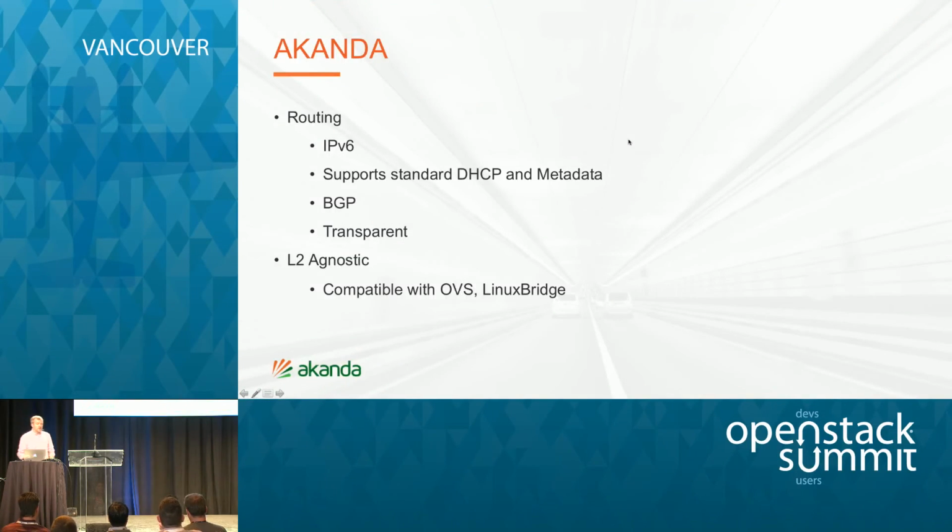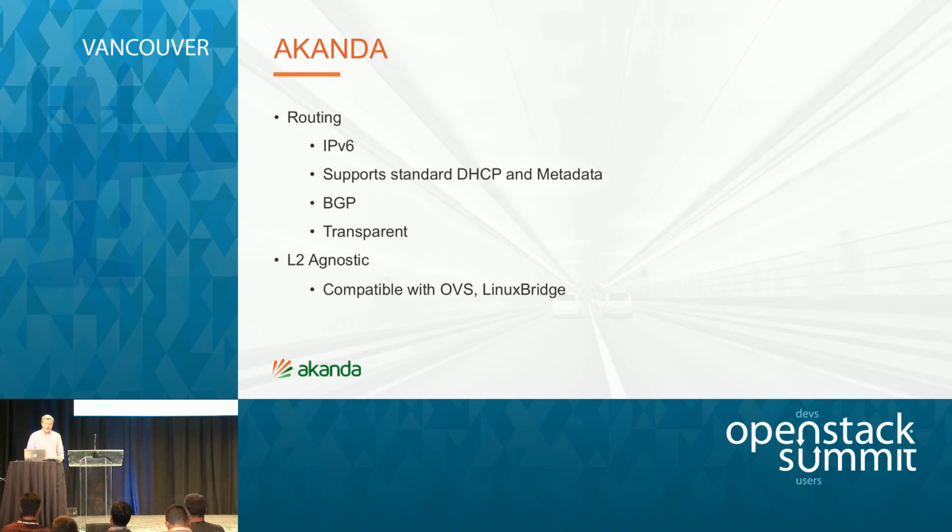So what actually is Akanda? Routing: Akanda supports IPv6, supports standard DHCP and metadata. Akanda also supports BGP, internal BGP. One of the things about Akanda, though, is we wanted it to be transparent to the user. So as you noticed from the OpenStack interfaces, you couldn't really tell we were using Akanda. The tenant interfaces looked as you would normally expect. All the logical components were the same. There wasn't anything that called out Akanda because it's mainly for the backend, from the deployer side.